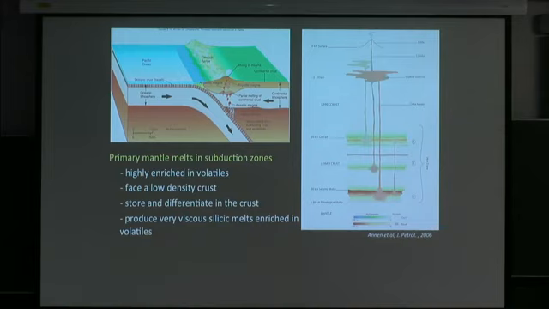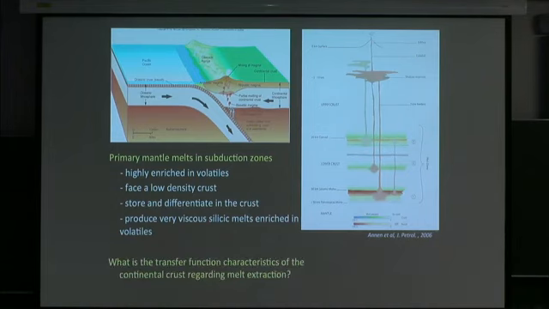And at this point, at the base of the crust, it faces a low-density, complex crust, which is also probably stratified in composition between a lower crust, which is probably more mafic, and an upper crust, which contains more silica. So in order to understand melt extraction from the mantle to the surface at these subducting plate boundaries, we need to well characterize the transfer function associated with this filter, the continental crust.